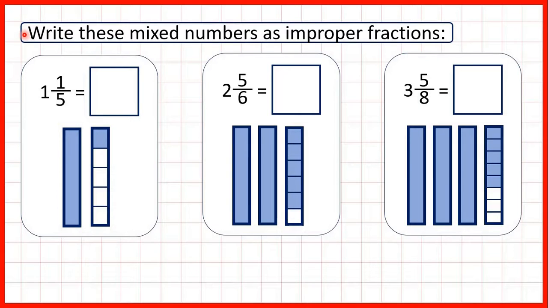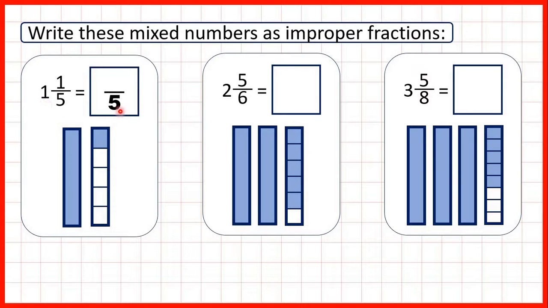We need to write these mixed numbers as improper fractions. So first, we have 1 and 1/5. That's a mixed number because we have a whole number and a fraction, and we need to change that to an improper fraction. With improper fractions, the numerator is larger than the denominator. So how can we change mixed numbers to improper fractions?